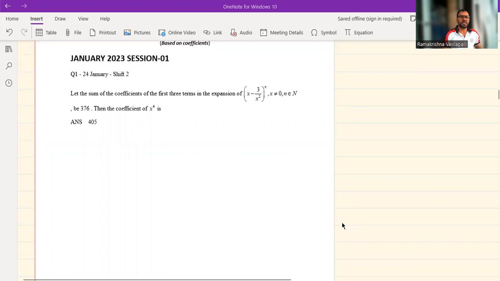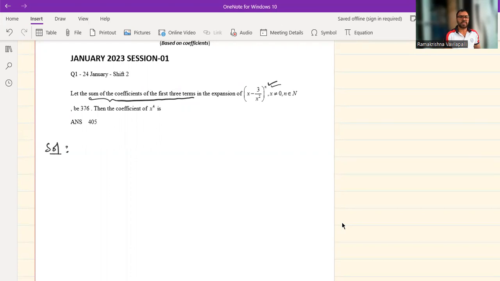Let the sum of coefficients of the first three terms in the expansion of (x - 3/x^2)^n, x not equal to 0, n belongs to N, be 376. Then what is the coefficient of x^4? In order to find the value of n, one condition is given: the sum of coefficients of the first three terms.